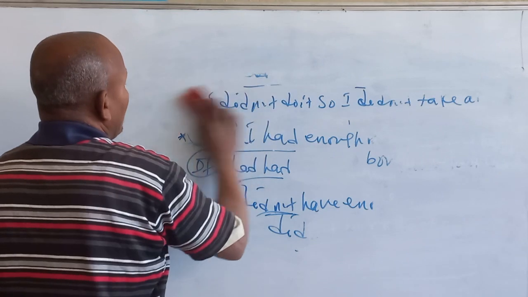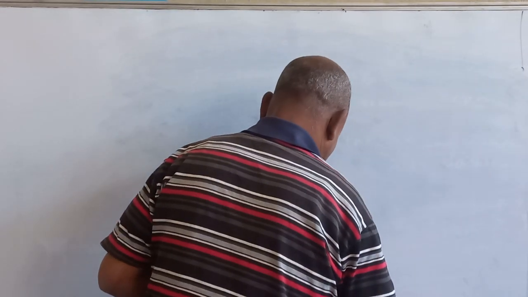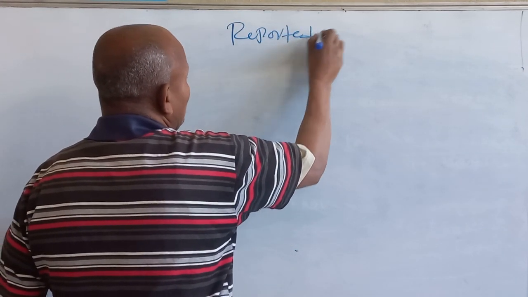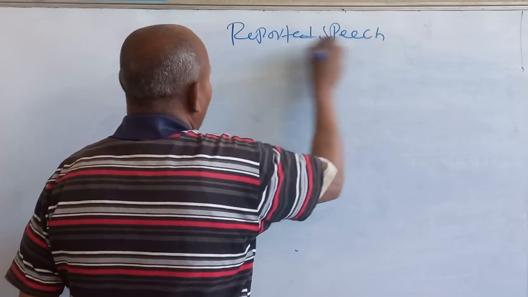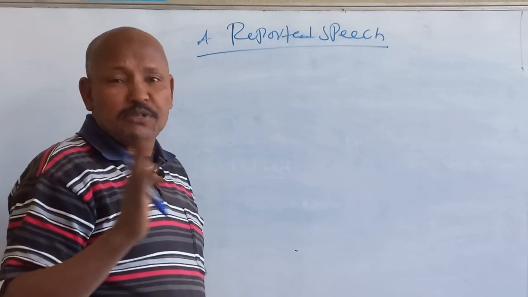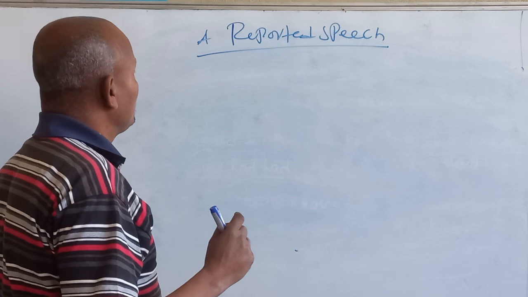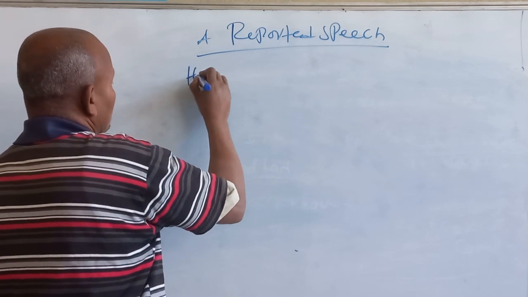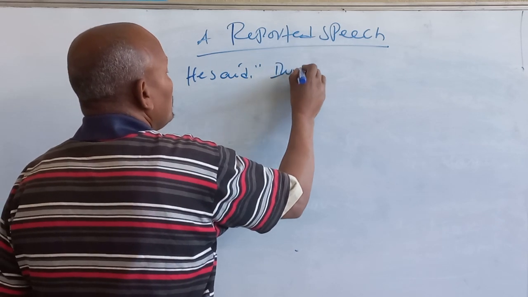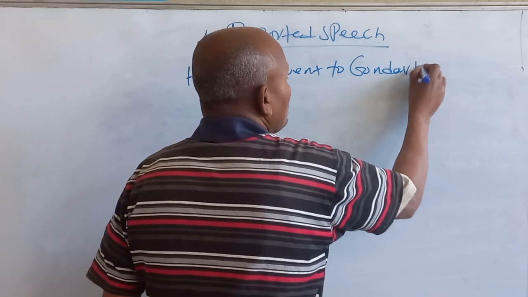The other very important use here is past perfect for reported speech. Our fourth use of past perfect is in reported speech. For example: he said, I went to Gondar last week.